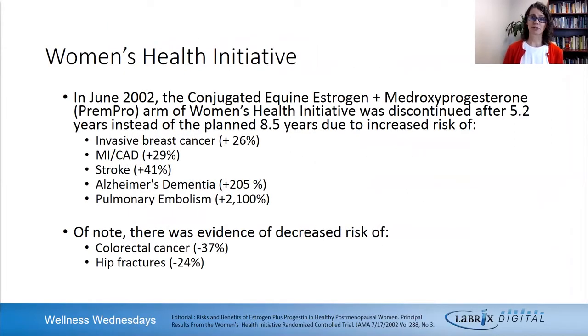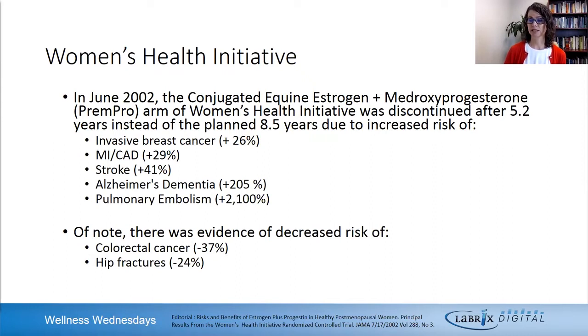The Women's Health Initiative was a long-term national health study to help determine the causes of heart disease and cancer in postmenopausal women. In June of 2002, the conjugated equine estrogen and medroxyprogesterone, so that means Premarin and progestin, and that pharmaceutical product is called Prempro. That arm of the Women's Health Initiative was discontinued after 5 years instead of the planned 8.5 years due to several increased risks that were found in the process.